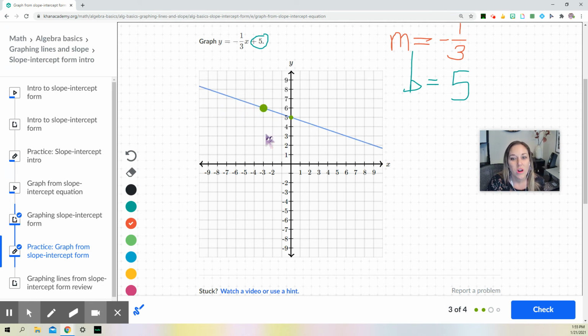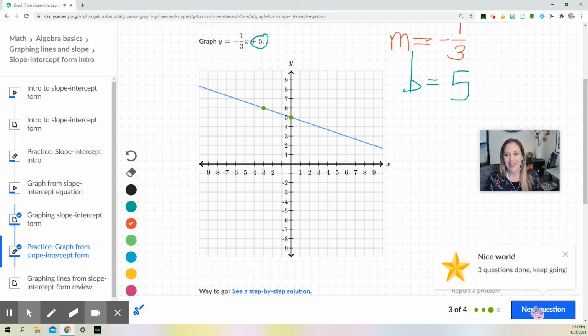So if you want to put the green dot right there, that's fine. Or you can put it right there or right there. It's still going to give you a slope of 1 over 3. And it's negative, okay? And then the graph crosses the y-axis at 5. And check it. And there you go. All right, so try to get 4 in a row right.